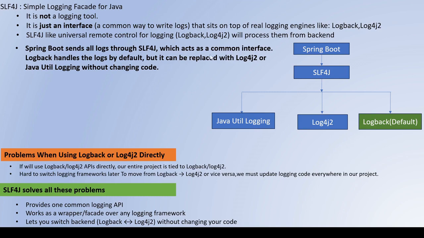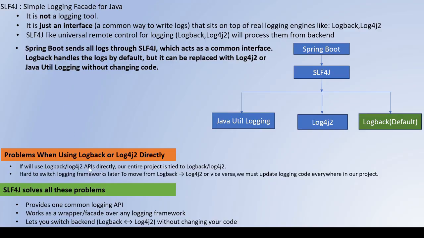If you see the diagram here, Spring Boot sends all logs through SLF4J, which acts as a common interface, and Logback handles the logs by default, but it can be replaced with Log4j2 or Java Util Logging without changing the code. What it means is that without changing code we can replace it with Log4j2 or Java Util Logging.